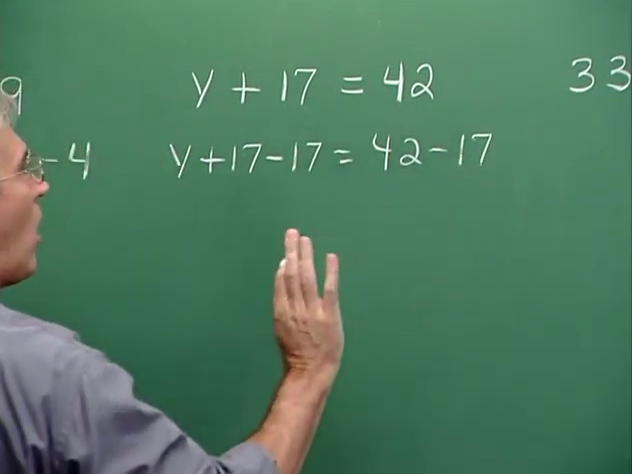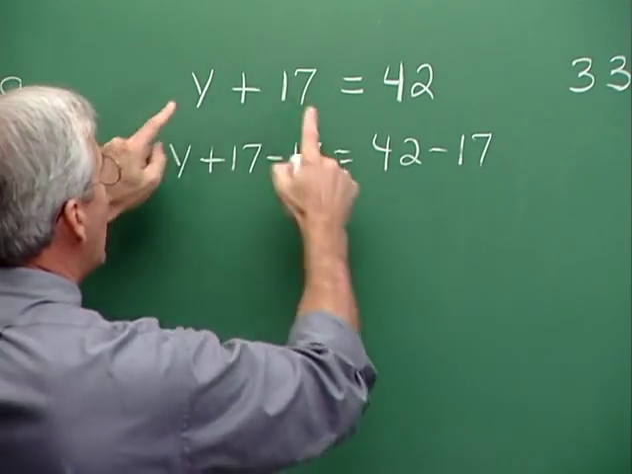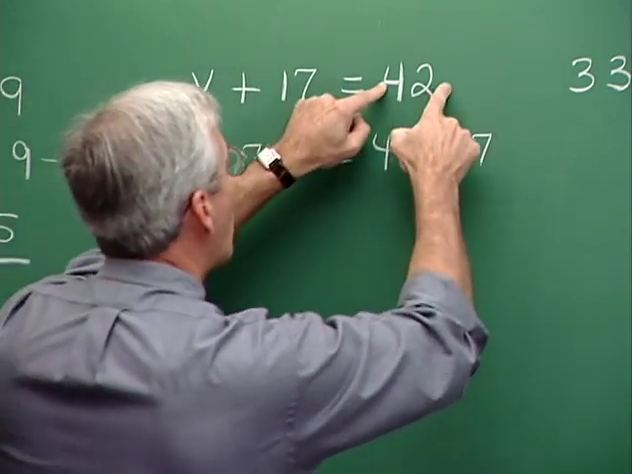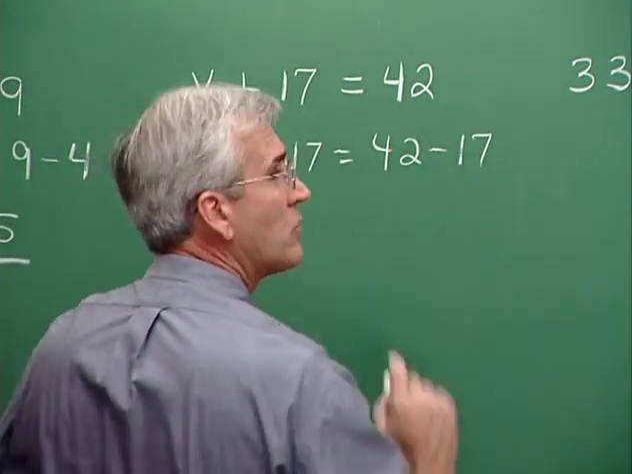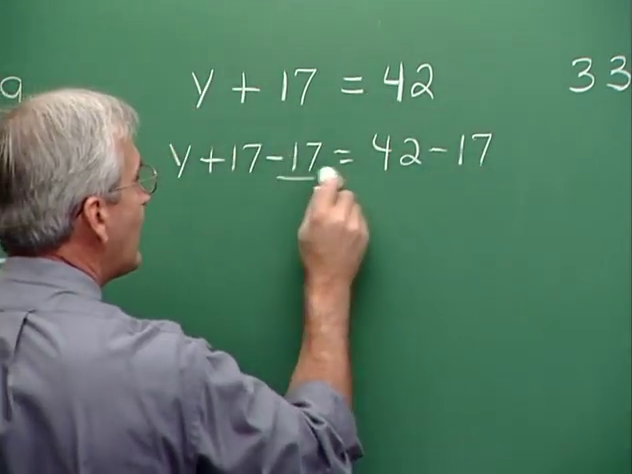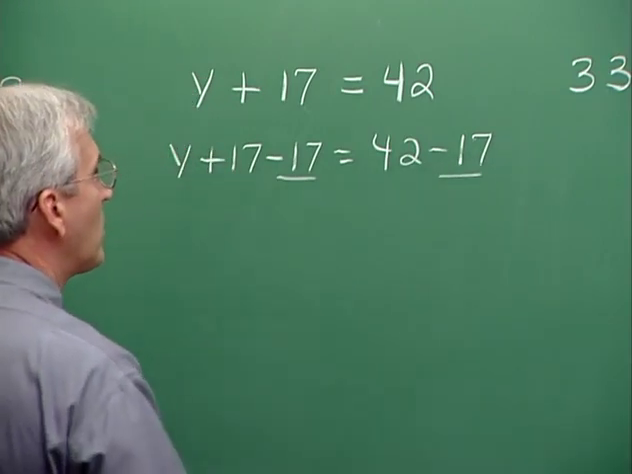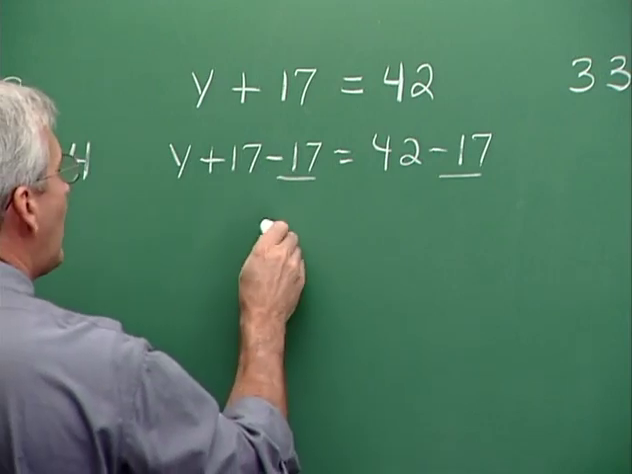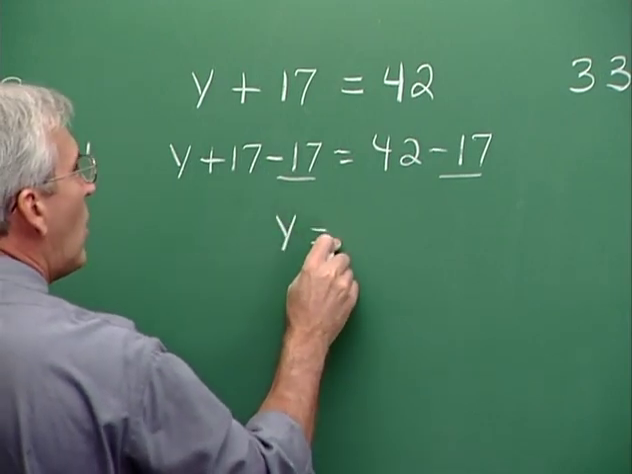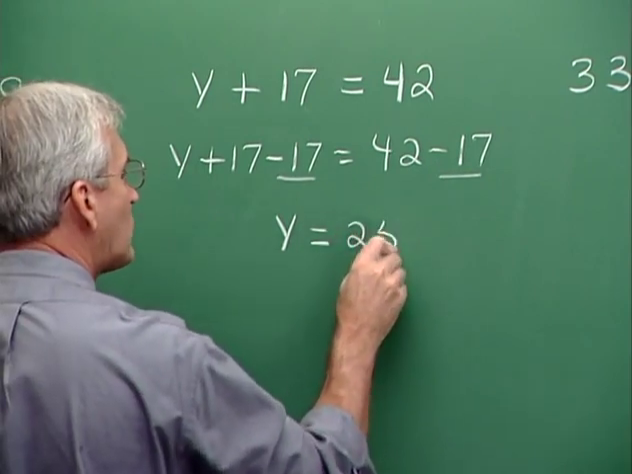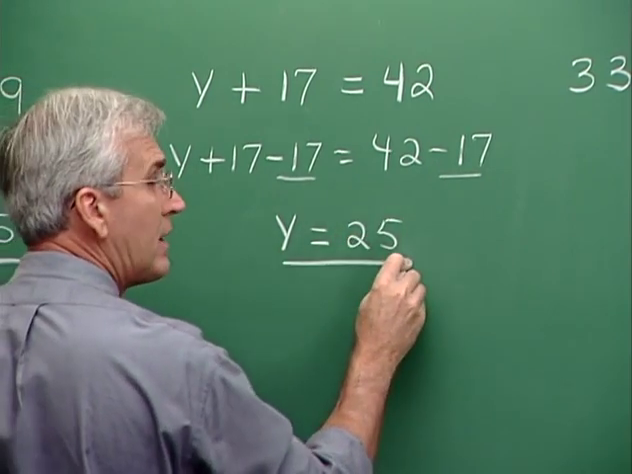Now notice that all we're doing in writing this step is we're writing this side down and showing that we're subtracting 17. Write down the right side and show that we're subtracting 17. We're doing the same operation on both sides of the equation, and that's a very important point here. The 17s go out as expected and we're left with y. On the right, 42 minus 17 turns out to be 25, and 25 is a solution to the equation.